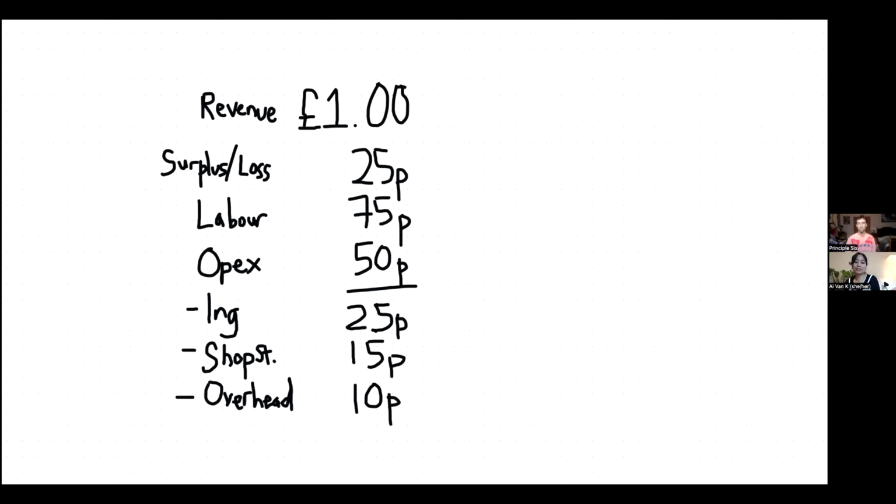And this is what a business might look like in need of a turnaround. When they're in need of a turnaround, this is what their first £1 model table might look like. Do you have any questions?